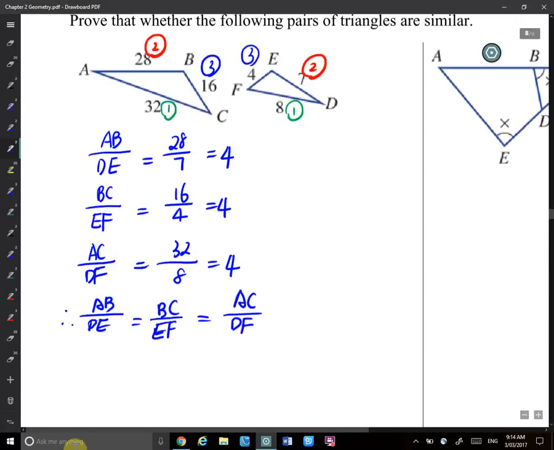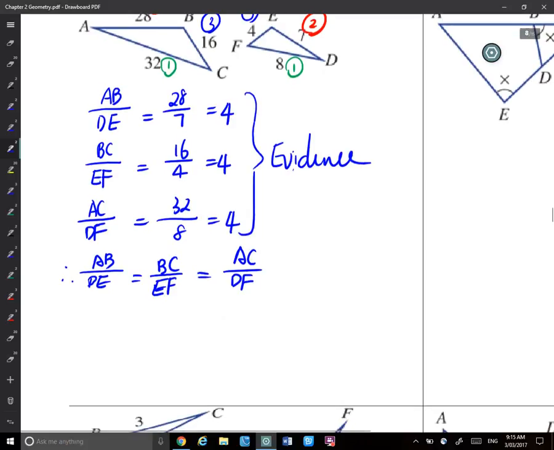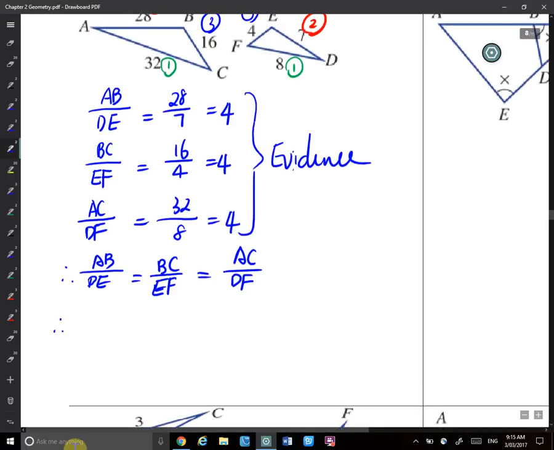Okay, I know a lot of you will start from this step directly, but you can't. You need to have this step, those 3 steps. These are the evidence. Otherwise, why can you say those 3 are in the same proportion directly? Okay, you need to have the evidence. So the triangles are similar because of SSS.